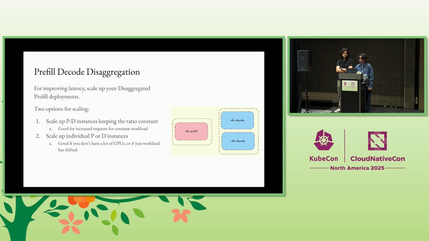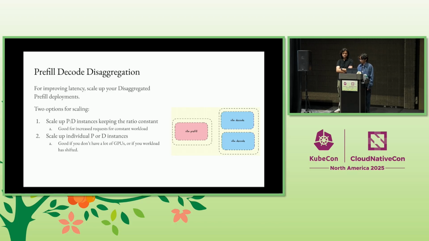I also want to mention that since we earlier talked about how prefill decode disaggregation is what is allowing you to meet your latency goals, you might also consider scaling up your disaggregated prefill deployments. So if you're running with one prefill and 2 decode instances and you want to scale them up, you have 2 options. First, you could scale up your instances while keeping this ratio constant. So you could add 3 more instances, 1 prefill and 2 decode. This can be great if you have a lot of GPUs to spare, and also if your workload has remained the same, but you're just seeing a lot of surge in traffic.